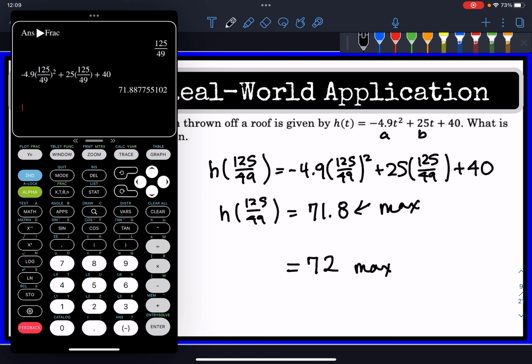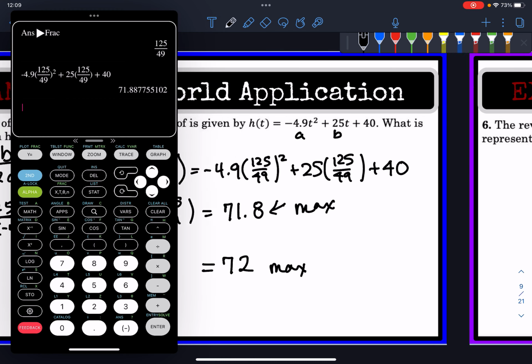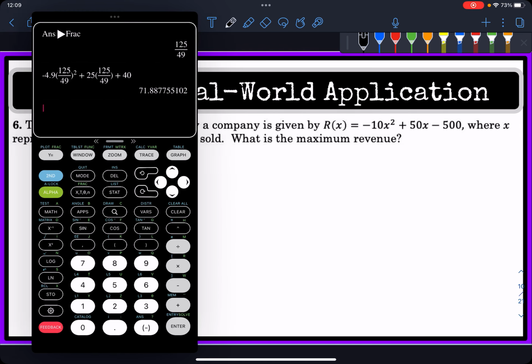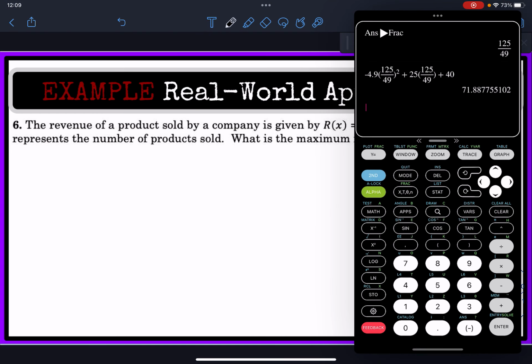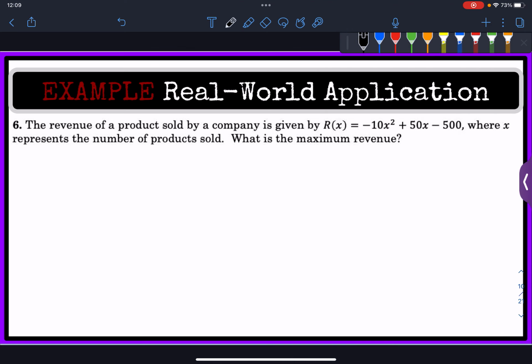Awesome. Let's look at example number 6. Let's do another example. So here we have the revenue of a product sold by a company is given by this function where x represents the number of products sold. So what is the maximum revenue? So we'll start by first figuring out where the maximum is occurring. So we're going to figure out the x value of the max.